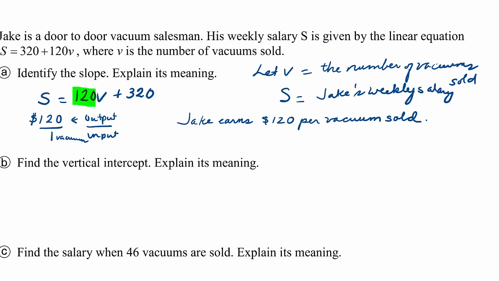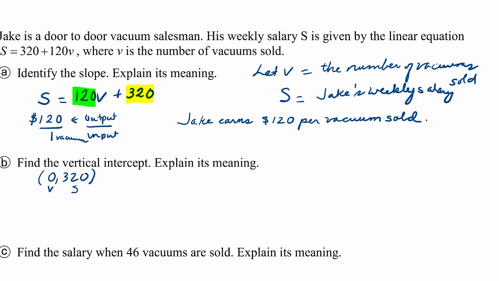Now it says find the vertical intercept and explain its meaning. So that would be like our y-intercept. And going back to the original equation, that would be this 320. So that means that (0, 320) is the vertical intercept or the y-intercept as an ordered pair. And then remember that the input was number of vacuums sold, and that the 320 is Jake's weekly salary, right? That's our output.